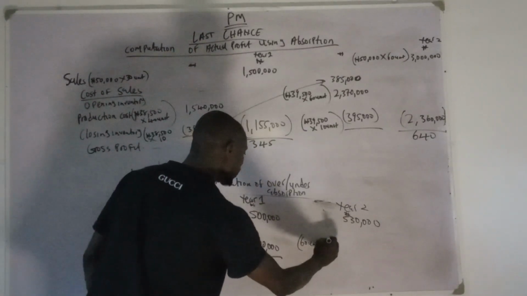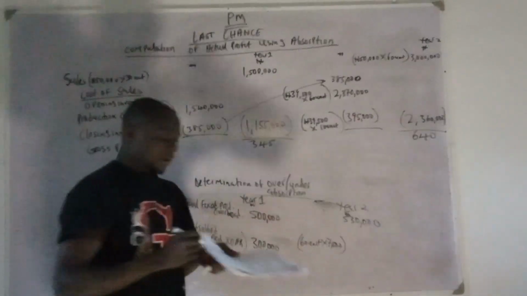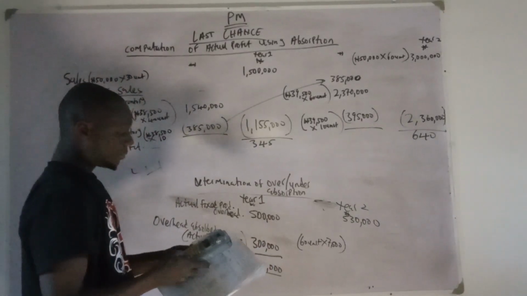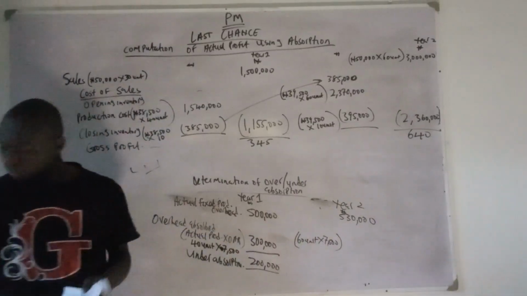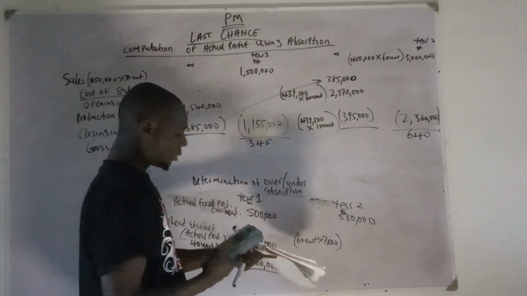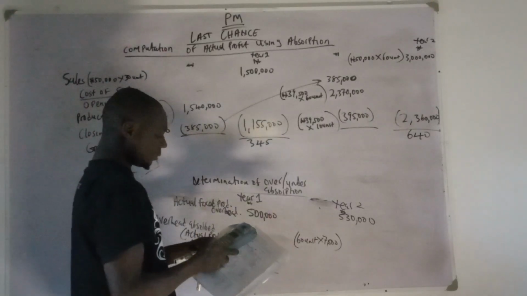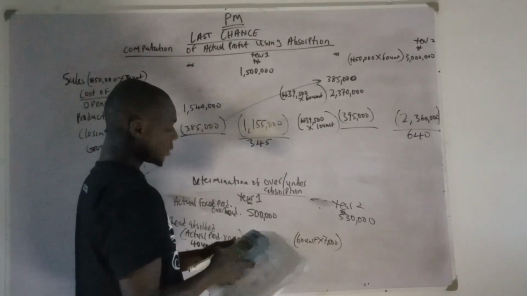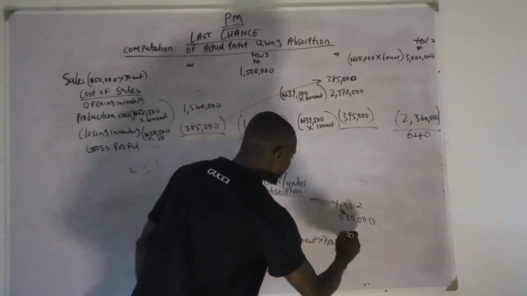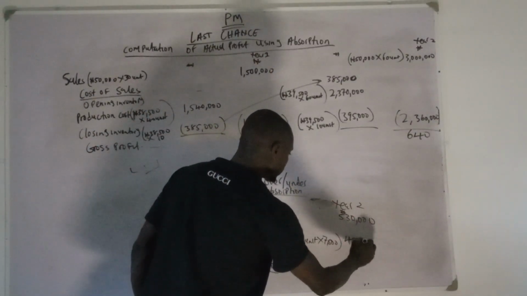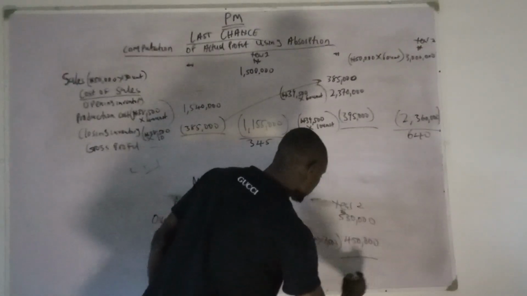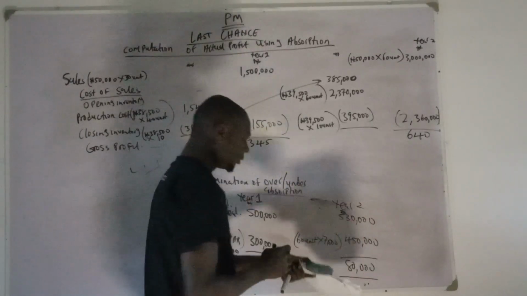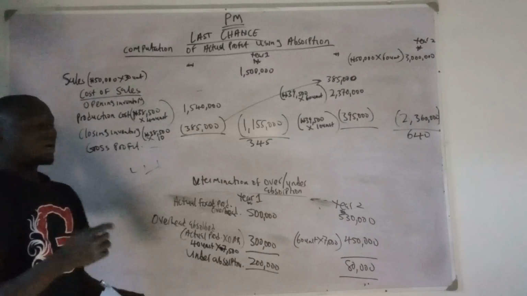times the 7,500, right? 60 units times 7,500. This is 450,000, right? This is 450,000. The difference is 80,000. Now the 80,000, is it an over or an under absorption?